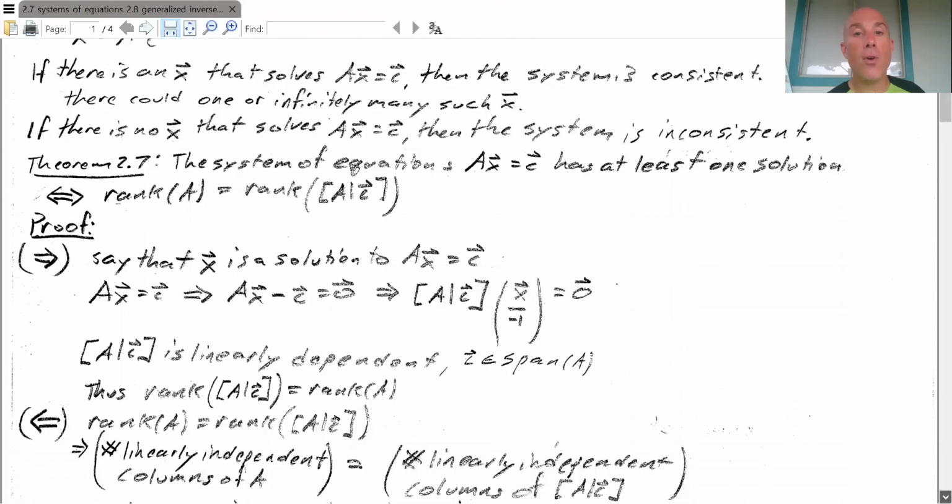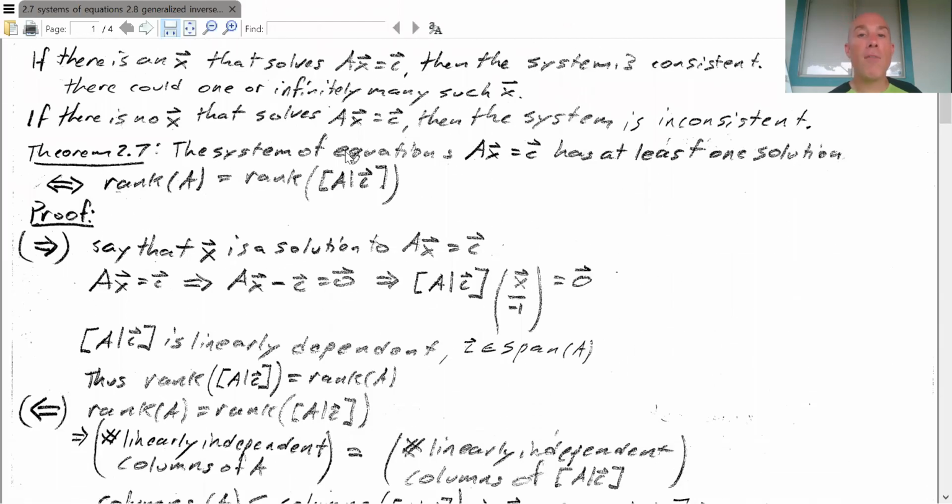All right, now we've got a theorem for us. The system of equations, A times x equals c, has at least one solution if and only if the rank of A is equal to the rank of A when I append the c vector onto it.